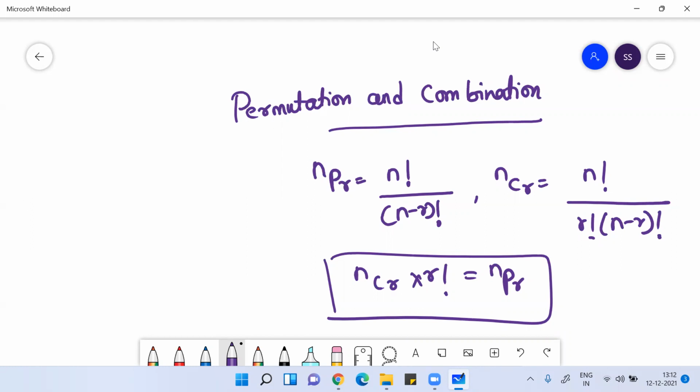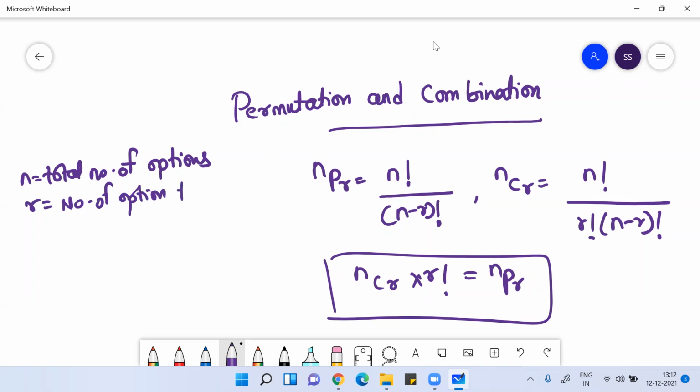Okay, what is n? n here means the total number of objects or options available. What is r? r means the number of options to be selected. When it comes to selection, you can select nothing, or one, or two, or three. At most, you can select up to n. You cannot select more than n.